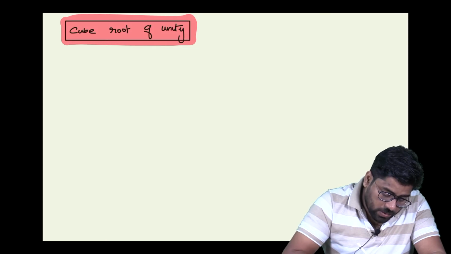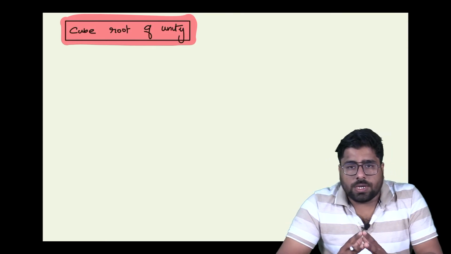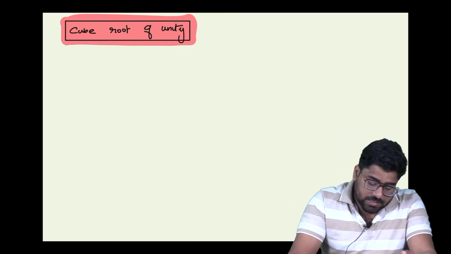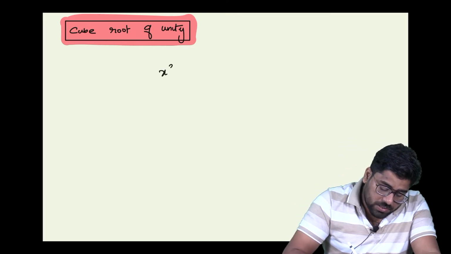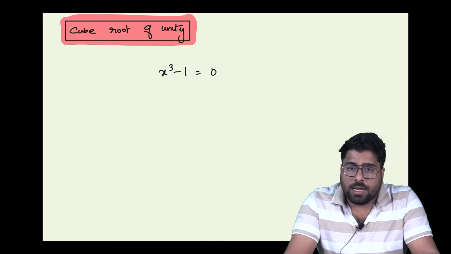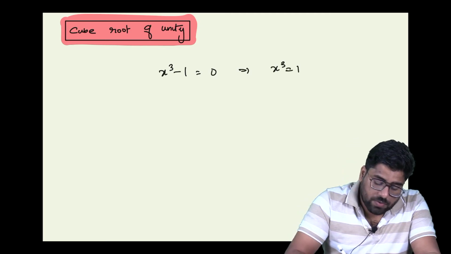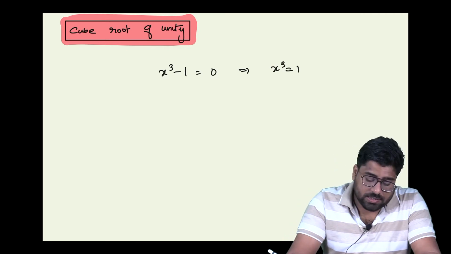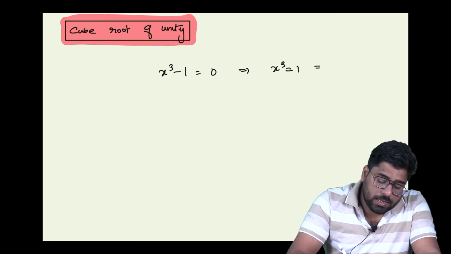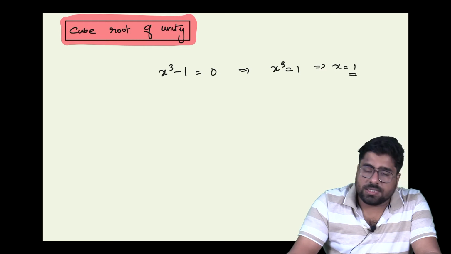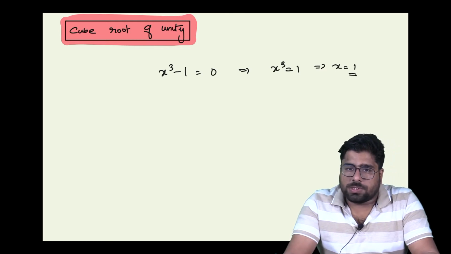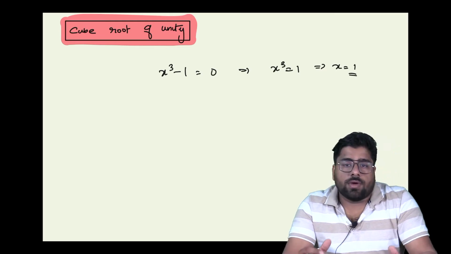Now what is this cube roots of unity? The question came as: when I write x cube minus 1 is equal to 0, and I ask you to solve it, you will write x cube is equal to 1, and then you will write x is equal to 1. That is the answer to my solution. So this is where you end your answer.